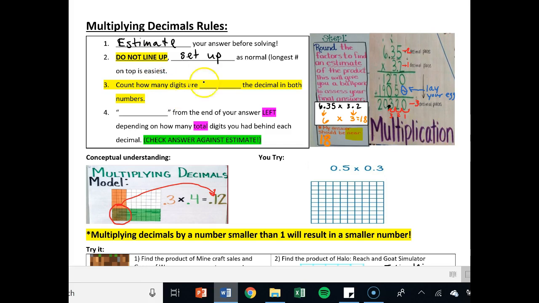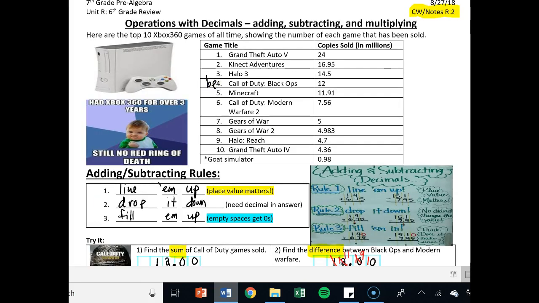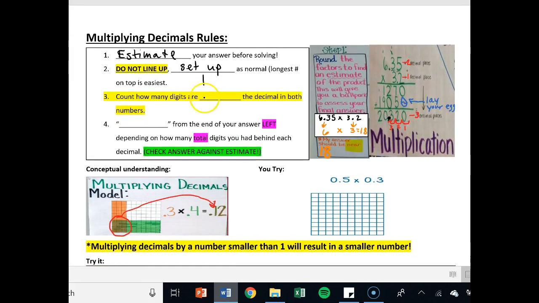Count how many digits are behind the decimal in both numbers. And then swoop from the end of your answer left, depending on how many total digits you had behind each number. So then also check your answer against the estimate.